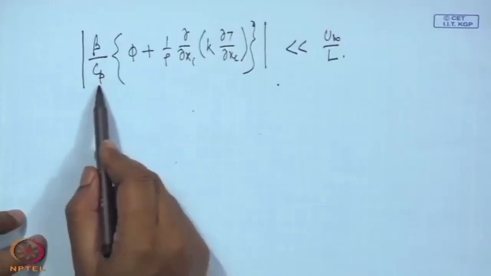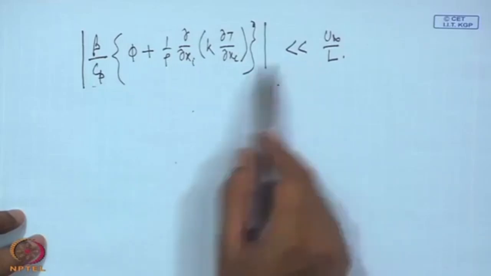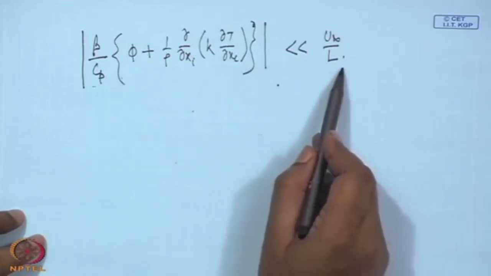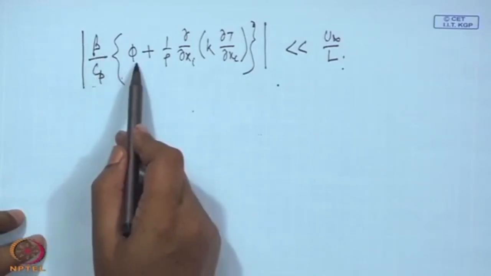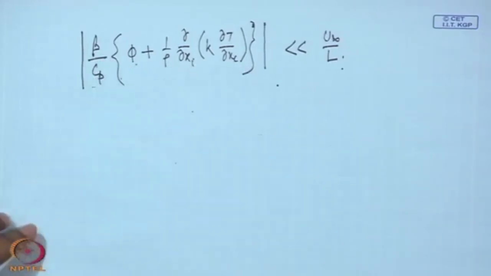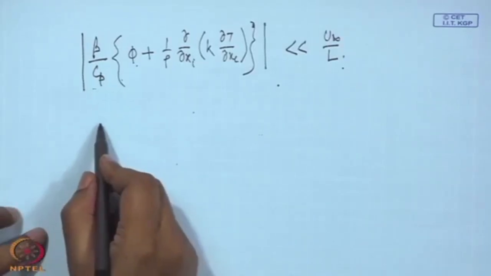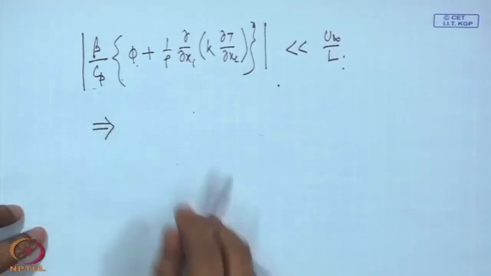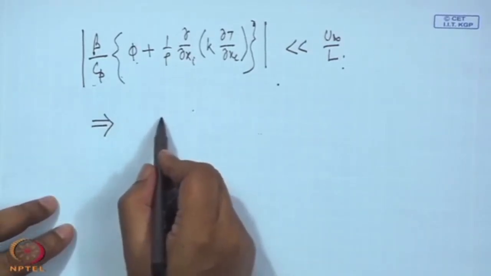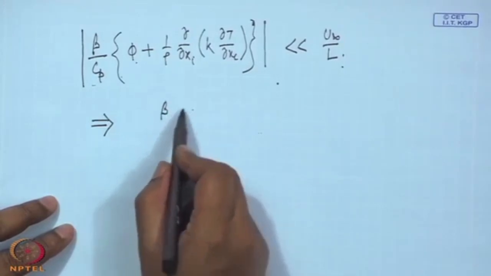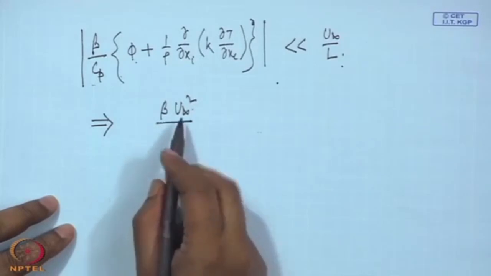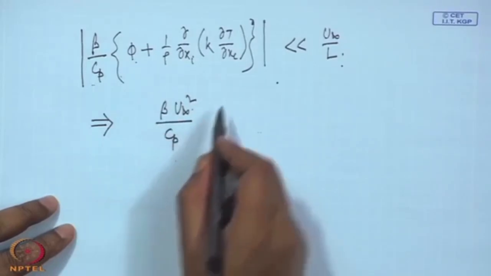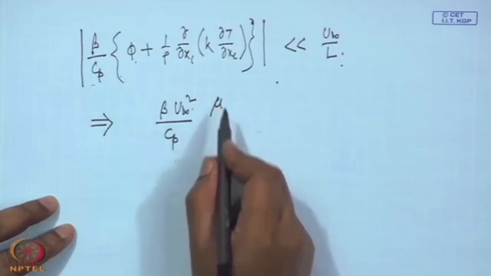Here there are two terms. If this has to be less than u infinity by L, each of them has to be less than u infinity by L: this beta by Cp into phi, and beta by Cp into this other quantity. And this leads to beta u infinity square by Cp, and mu.